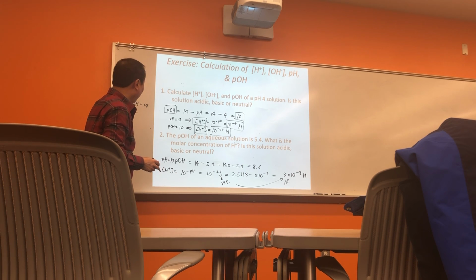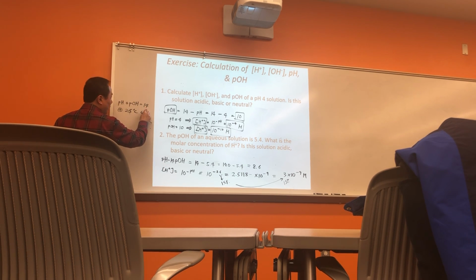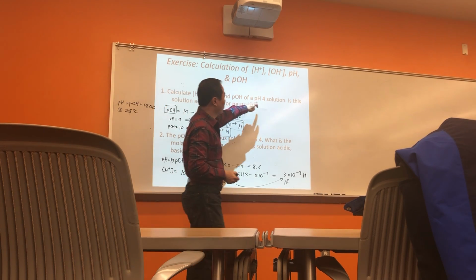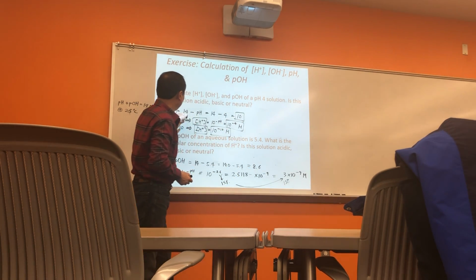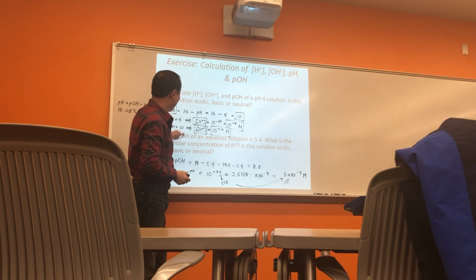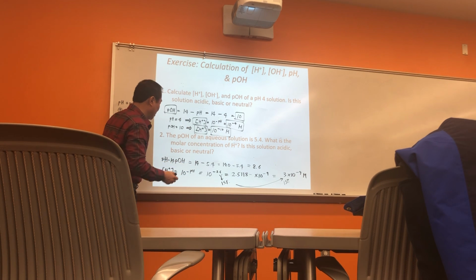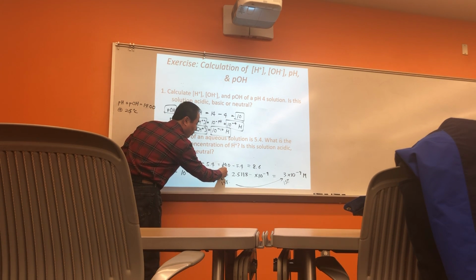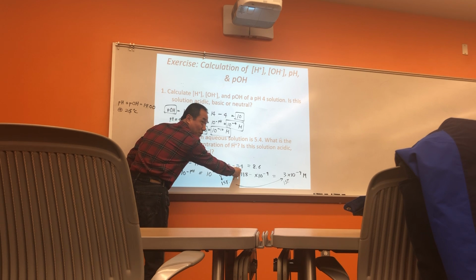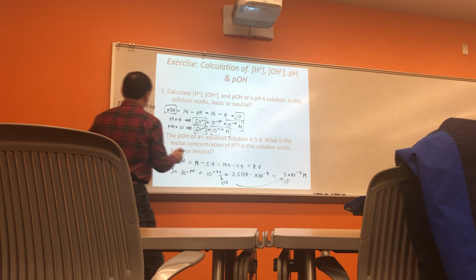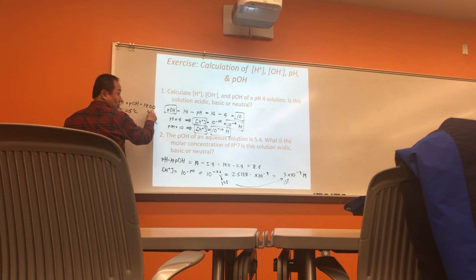By the way, this 14, sometimes you use 14, sometimes you use 14.0, sometimes you use 14.00, depending on the problem. Here I'm just using 14 because pH was given as 4, so I match the significant figures here. But when pOH is given as 5.4, I'm using 14.0 instead of 14, because it has one more decimal here. So depending on the problem, you may want to add more zeros.